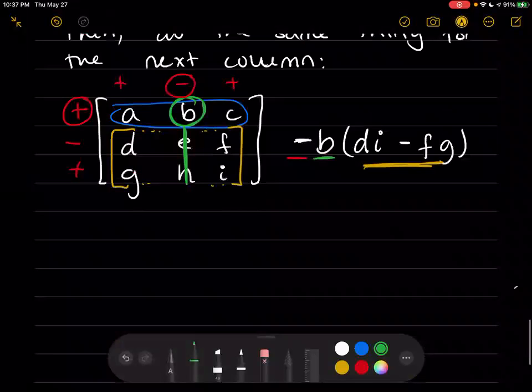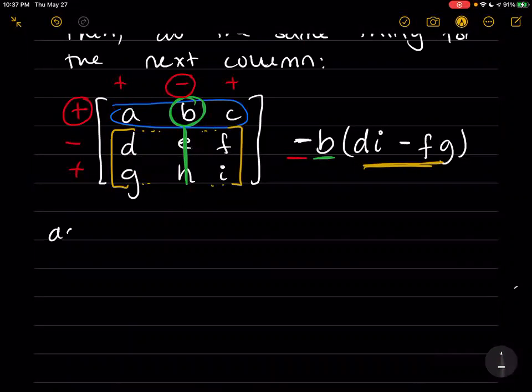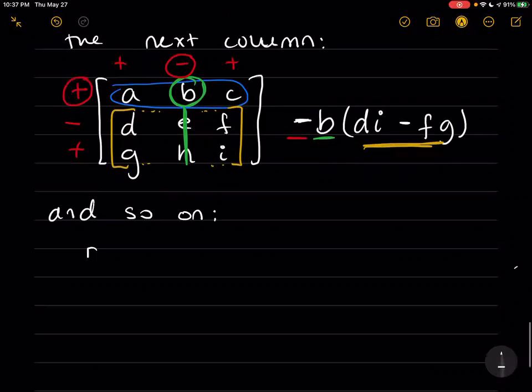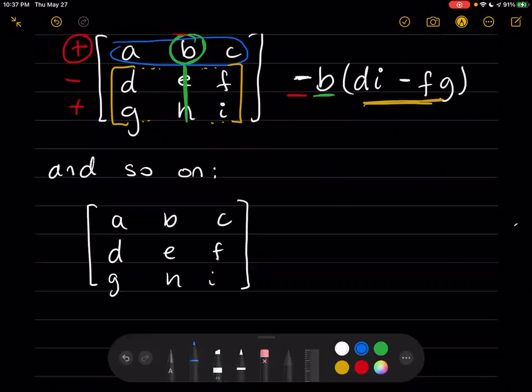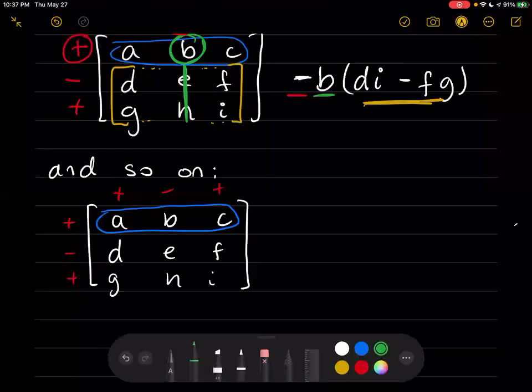Okay, and then the last step, or not the last step, but you do this again, and so on. So we do this one more time for the last column. A, B, C, D, E, F, G, H, I. Okay, so we're still focused on the same row. We've got plus, minus, plus, plus, minus, plus. And now we're doing the last column. So we're looking at this C column.